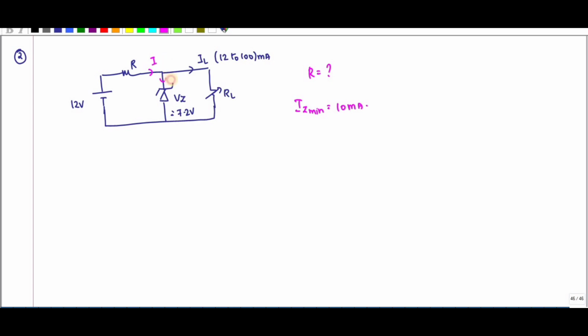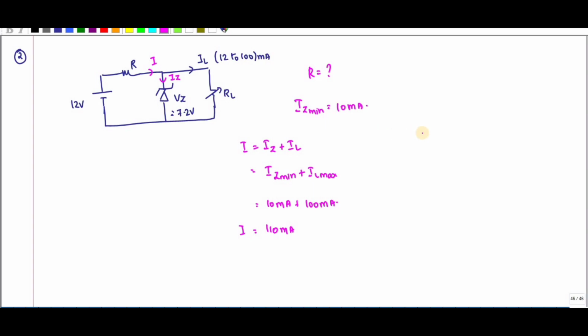So we know that this is your I and this is your IZ. I is equal to IZ plus IL. So I can write this as IZ minimum plus IL maximum. IZ minimum they have given as 10 milliamps. IL minimum is 12 milliamps, and IL maximum is 100 milliamps. So you will get 110 milliamps. This is your I.